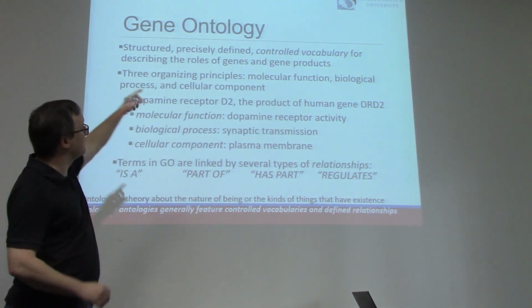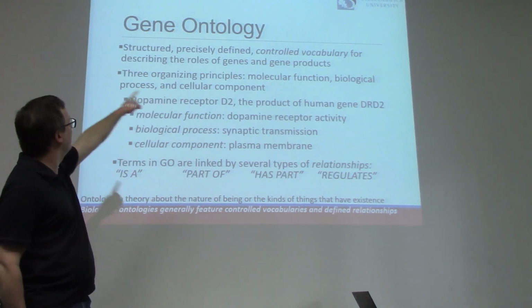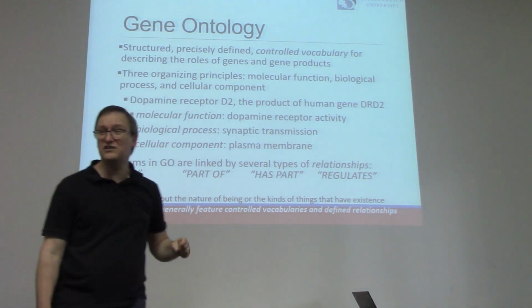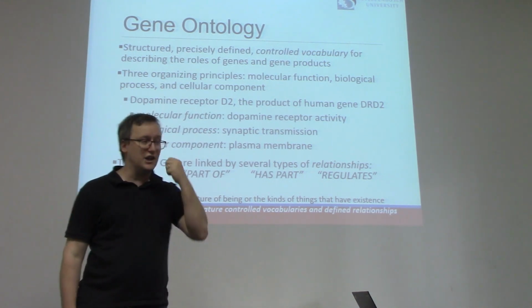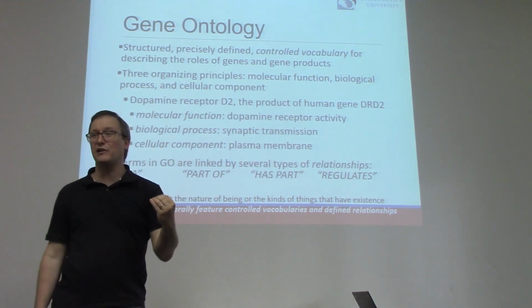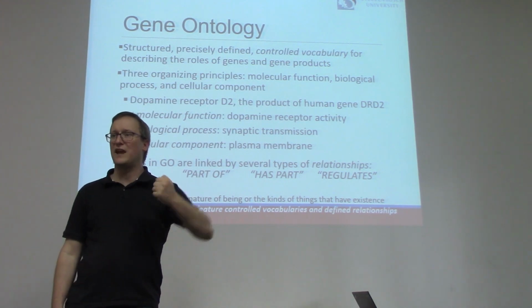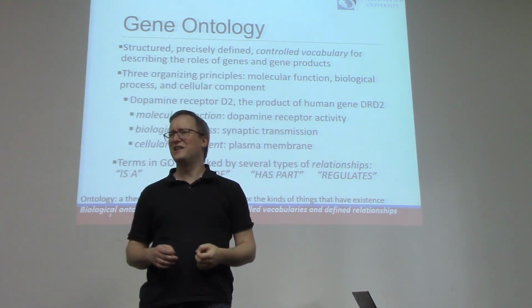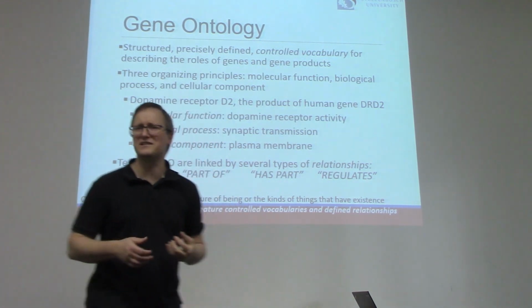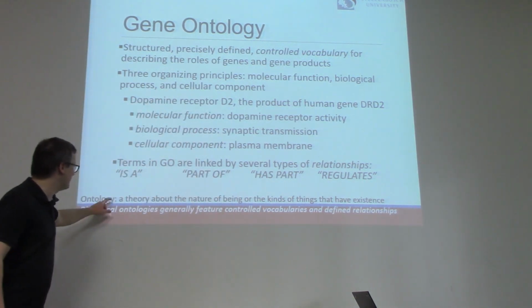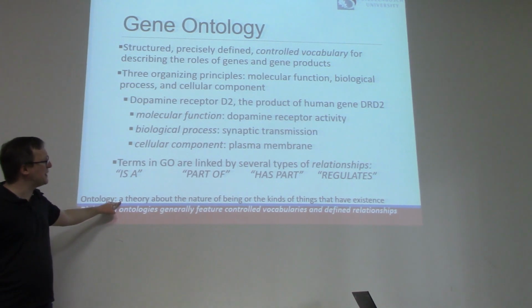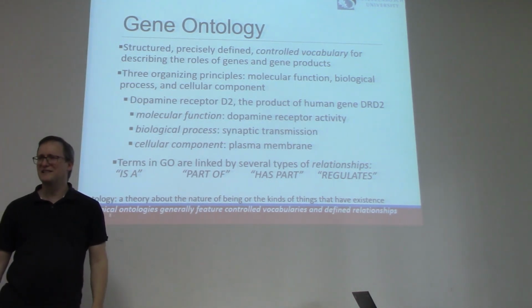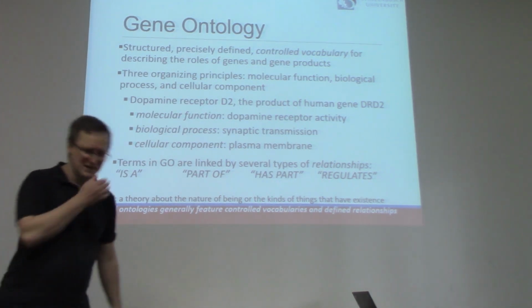So it's relying upon a controlled vocabulary. It's structured, precisely defined for describing the roles of genes and gene products. And this controlled vocabulary is very frequently a part of an ontology. But who here feels really comfortable defining ontology? It's not a very usual word, is it? It actually comes quite heavily from philosophy. It's a theory about the nature of being, or the kinds of things that have existence. Ontology, that's what that term means.